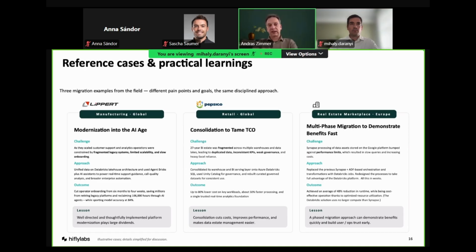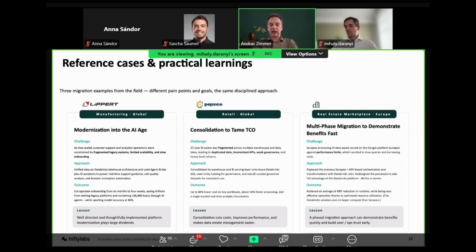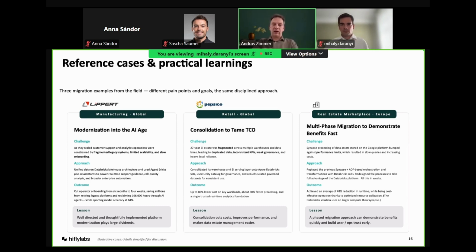The second reference is PepsiCo. Obviously, you all know the company. Their problem was that they had a very fragmented BI estate that was scattered across many technologies and many warehouses, with obviously a lot of duplicated data and weak governance. And this consolidation cut them a lot of cost and improved performance, while at the same time made it easier for them to manage the platform.